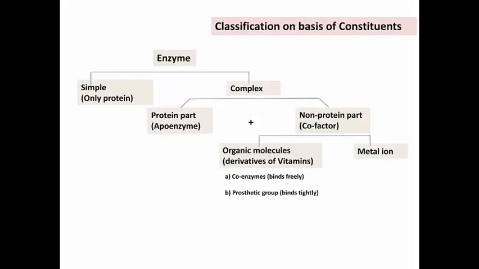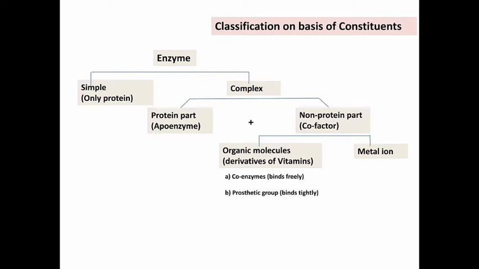So, coming to the conclusion of the classification of enzymes on the basis of constituents, enzymes can be of two types, that is a simple one and a complex one, where the simple one is made up of only proteins and the complex one consists of two parts, that is a protein part and a non-protein part. The protein part is known as the apoenzyme and the non-protein part is known as the cofactor.